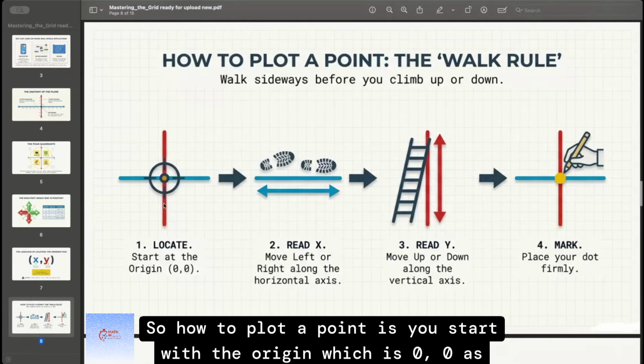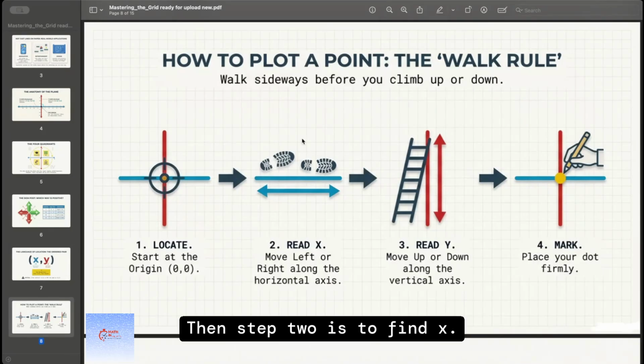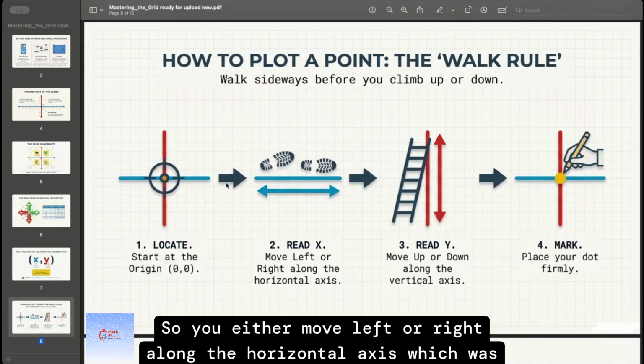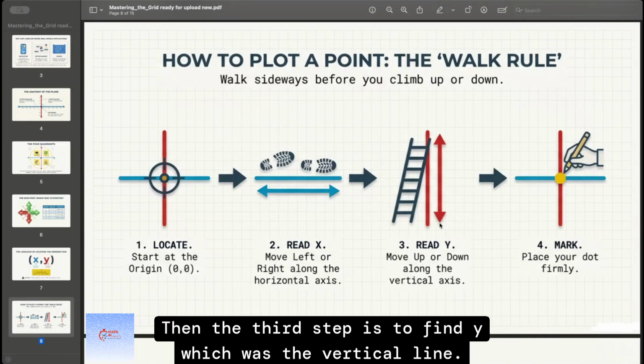To plot a point, you start with the origin, which is (0, 0), as we saw. Step 2 is to find x. You move left or right along the horizontal axis, which was the blue line. The third step is to find y, which was the vertical line.